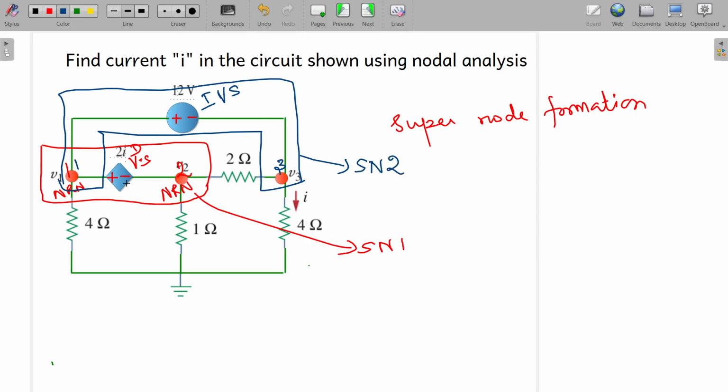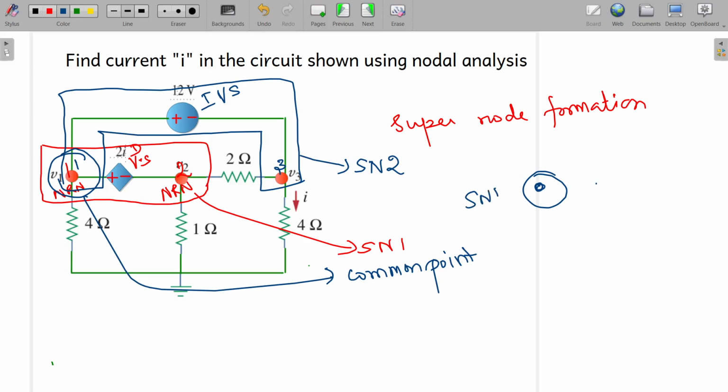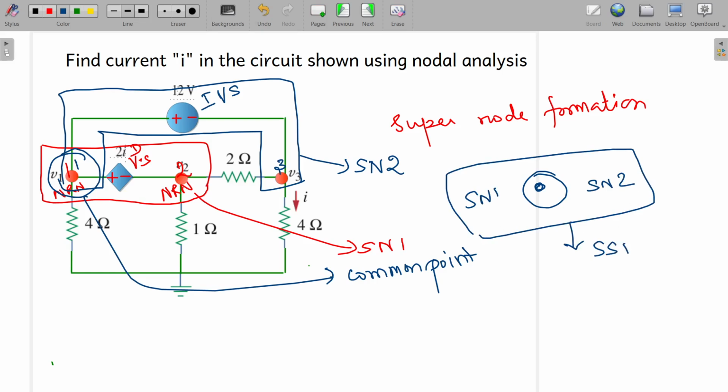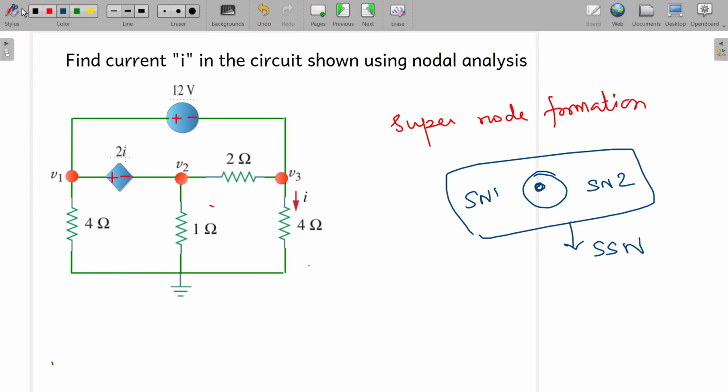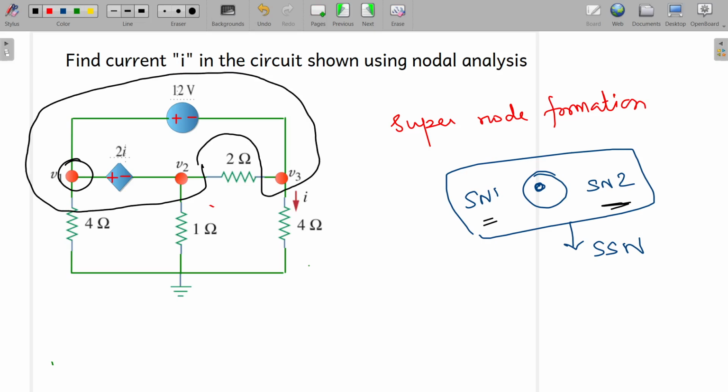And if you check, the supernode 1 and supernode 2 are sharing this node number 1. So this is called the common point. So once you have the common point, and here you have supernode number 1 and here you have supernode number 2, they can be combined and you can name it as supernode. Here also I am going to do the same because this is the common point between the supernode 1 and supernode 2. So I am going to combine these things like this, right?